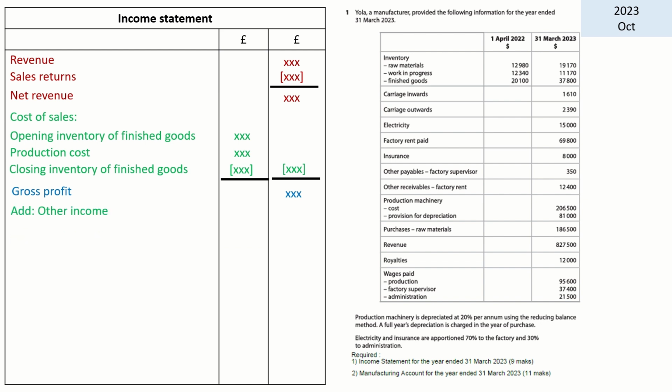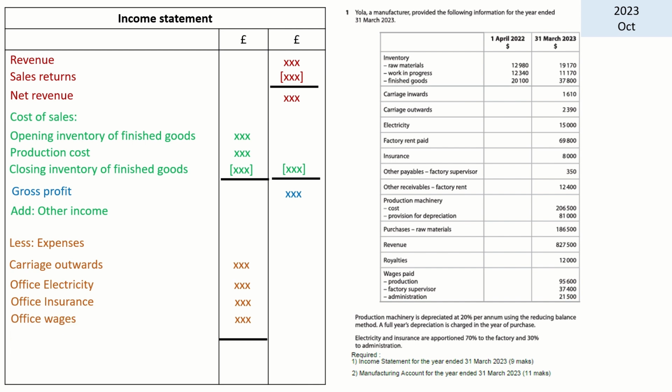If any other income, add it up, less expenses. Carriage outwards, office electricity, office insurance, office wages are some of the examples. Deduct this from the gross profit in order to find the profit for the year.